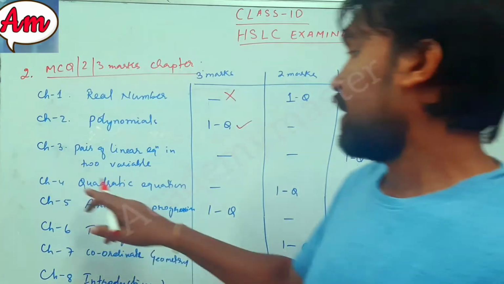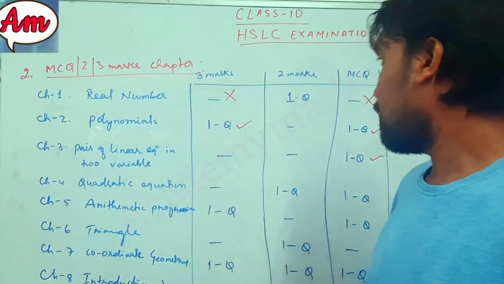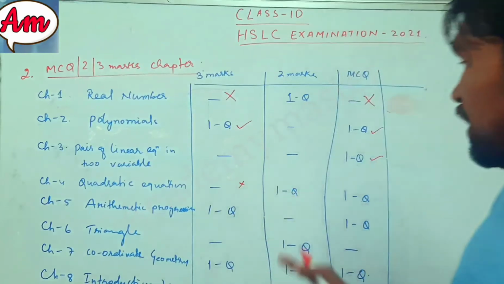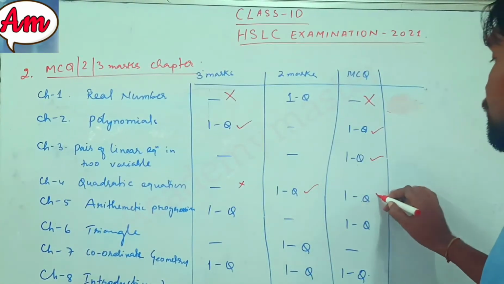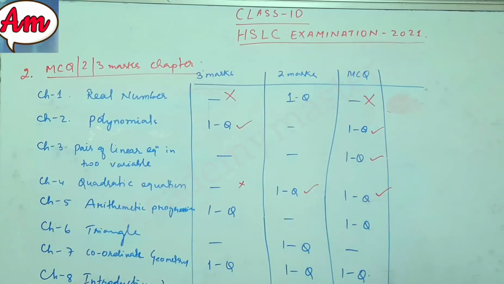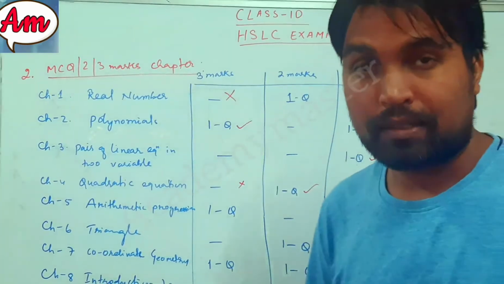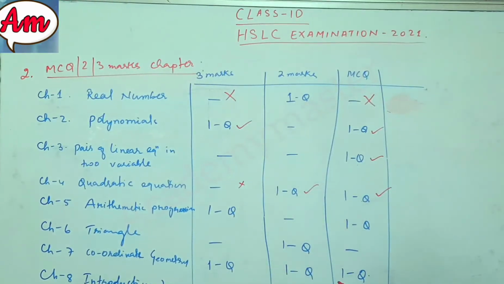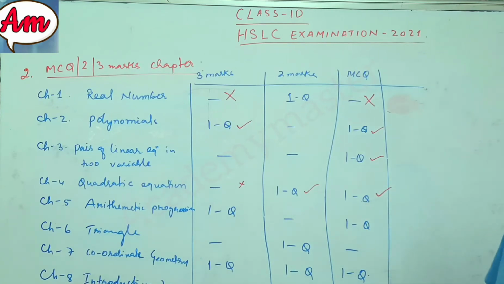Next, chapter number 4, quadratic equations. In quadratic equations there will be no 3-mark questions here. There will be 1 2-mark question and 1 MCQ. So in this way, from chapter 4 quadratic equations, you are going to get 1 question of 2 marks, plus you will be getting 1 MCQ. Got it? So there is 1 MCQ section in your chapter 4.